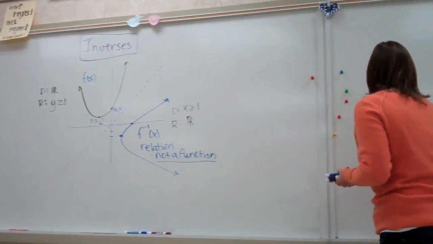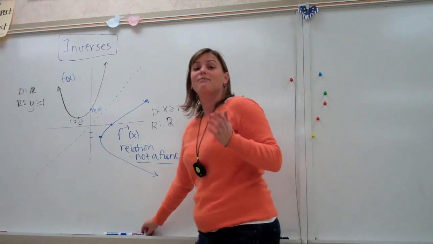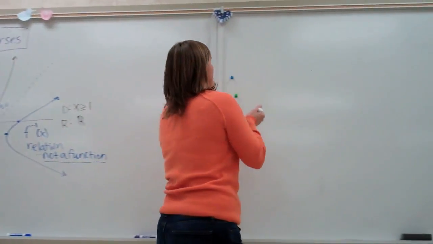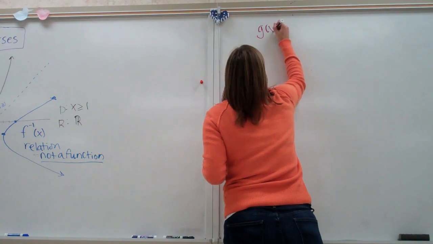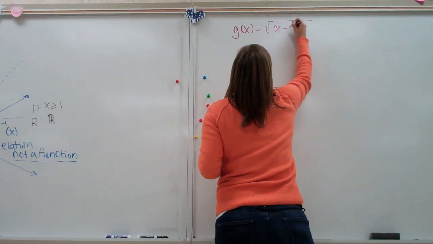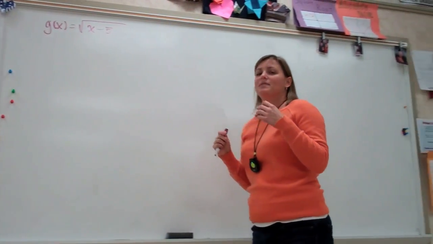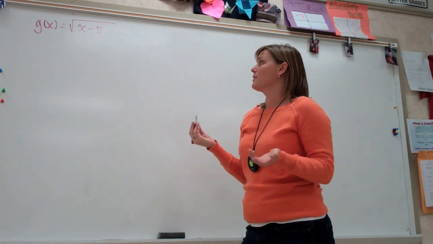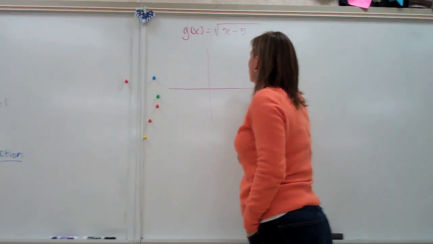So that was kind of fun. But then the more fun part for everybody, this is one of your favorite things, was actually finding inverses. So if I gave you the equation g of x is equal to the square root of, let's say, x minus 5. So I have a square root graph. I always like to think about things and graph them first so I'm on the right track. So I know what square root graphs look like.